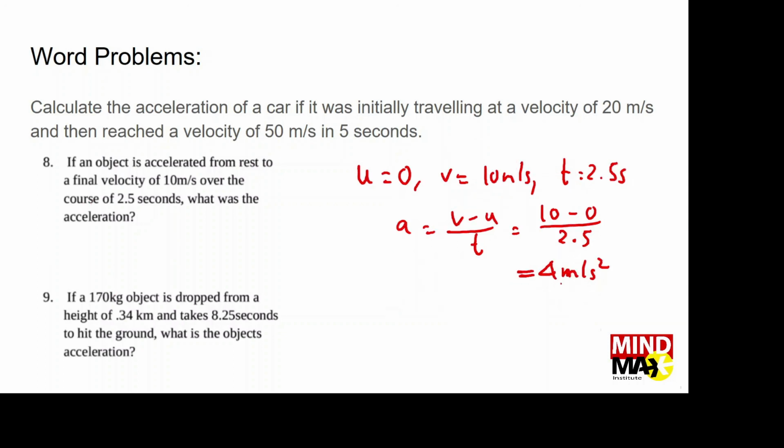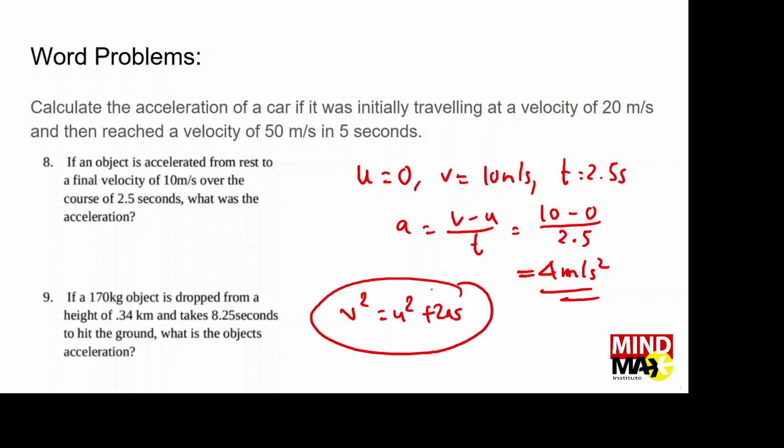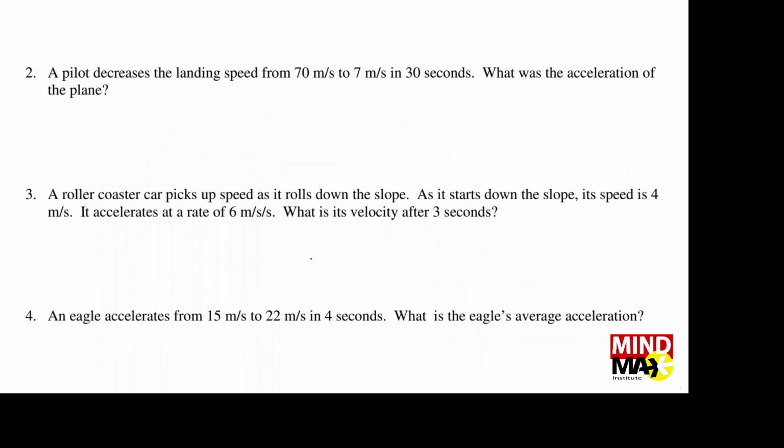Now that we're done with this one, number 9 we're not going to do now, because number 9 involves another equation, v squared is equal to u squared plus 2as. This is something we are going to learn in the next class. Once we have done that, we will come back to this one. So let's move on to number 3.